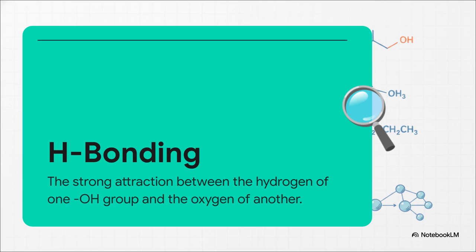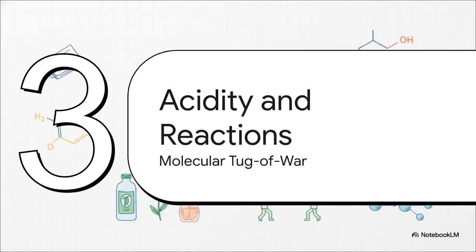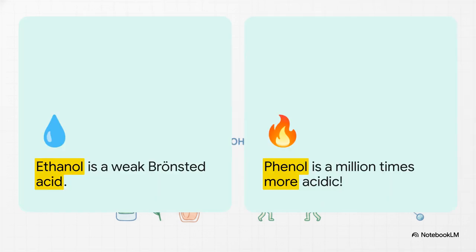To boil the alcohol, you literally have to supply a ton of extra energy just to break that network apart. Section 4, Acidity and Reactions, the Molecular Tug-of-War. So both alcohols and phenols can act as Bronsted acids, meaning they can donate a proton to a stronger base. But there's a catch. Ethanol is just a weak Bronsted acid. Phenol, on the other hand, is 1,000,000 times more acidic than ethanol. 1,000,000 times. And this massive difference all comes down to the aromatic ring.